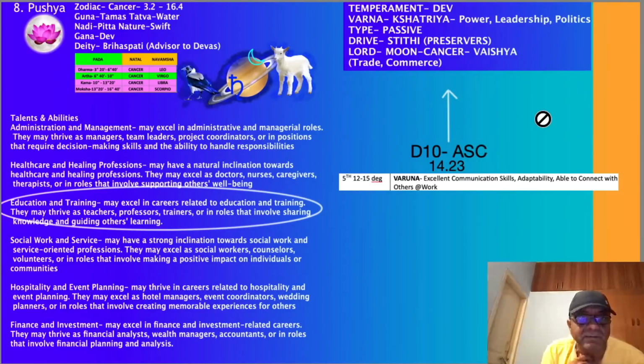Education and training. They may excel in careers related to education and training. They may thrive as teachers, professors, and trainers. How does this apply, you might ask? In the D10 ascendant, well, she loves to teach her clients, like I said. That's her first inclination. Right?